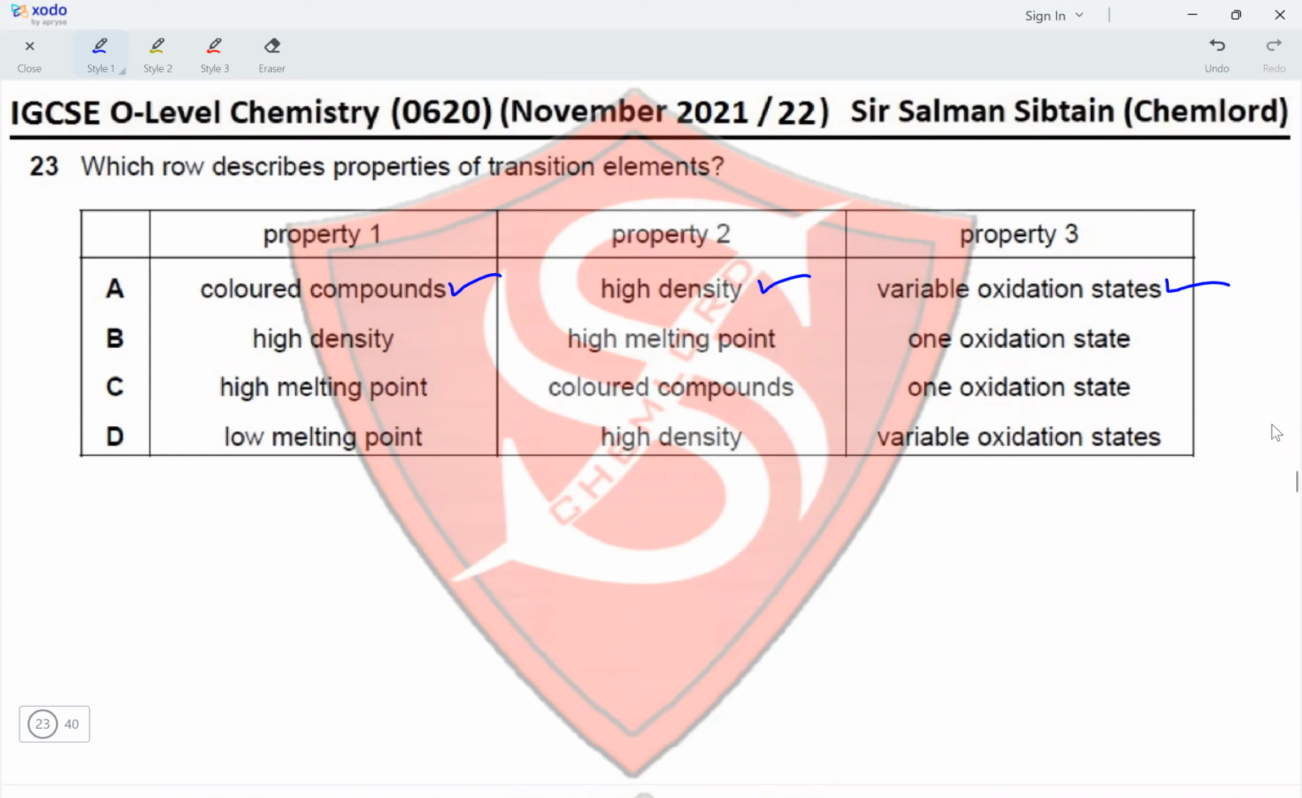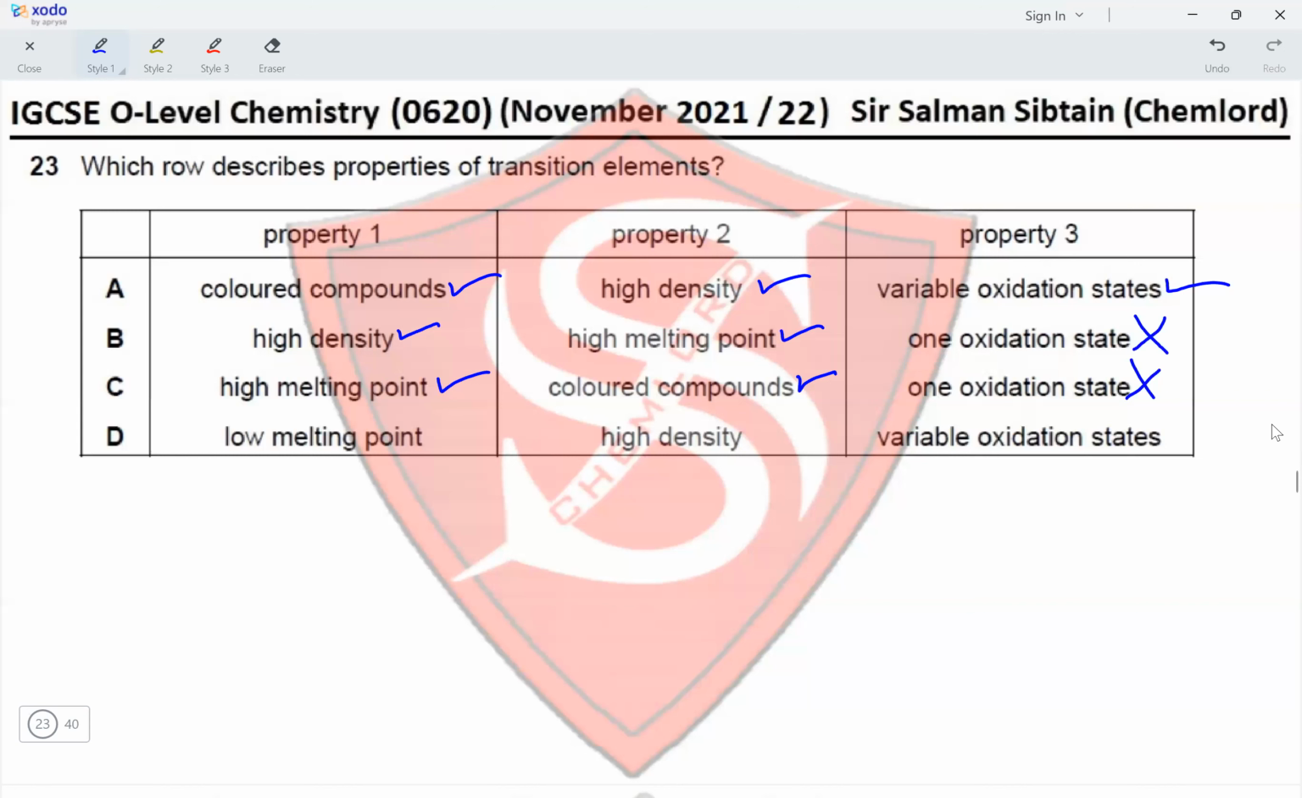Next, high density. Yes. High melting point. Yes. One oxidation state. No. They have variable oxidation states. Next, high melting point. Correct. Colored compounds. Correct. One oxidation state. Incorrect. And the last one, low melting point.